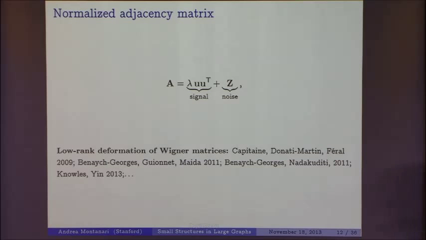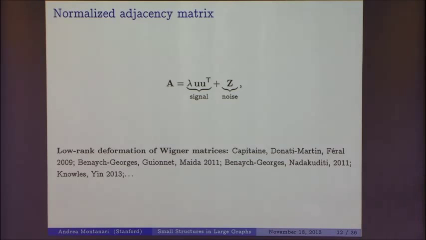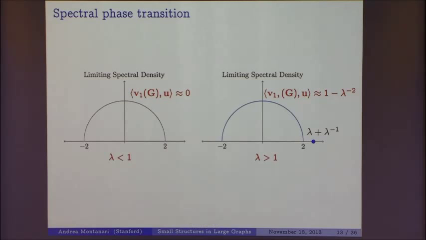So this is a type of random matrices that has been studied in a lot of detail in probability theory under the name of low-rank deformation of Wigner matrices. Very precise things are known about the eigenvalues and eigenvectors of these matrices, and this is the single most important bit of information.